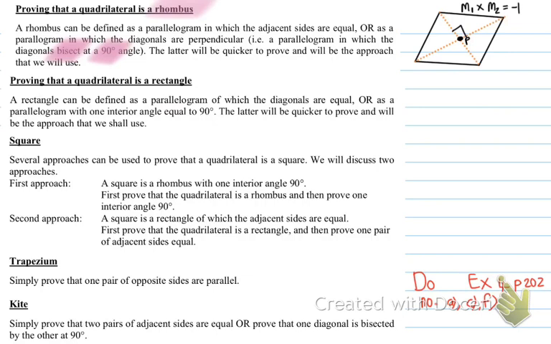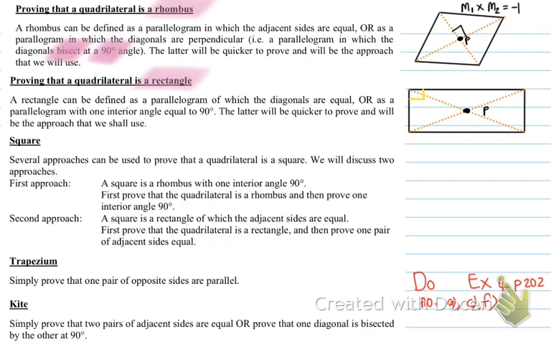Then a rectangle. Okay, so let's look at a rectangle. How are we going to prove that something is a rectangle? It can be defined as a parallelogram of which the diagonals are equal, or as a parallelogram with one interior angle equal to 90. The latter will be quicker. Okay, so first I have to prove that it's a parallelogram. How do we do that again? We prove that they have the same midpoint. The diagonals have the same midpoint. Then something extra that I have to prove for a rectangle is that one of the interior angles is 90 degrees. So that's how I'm going to do that.